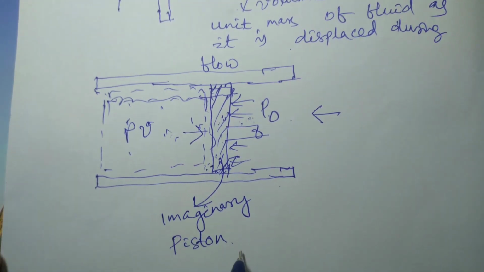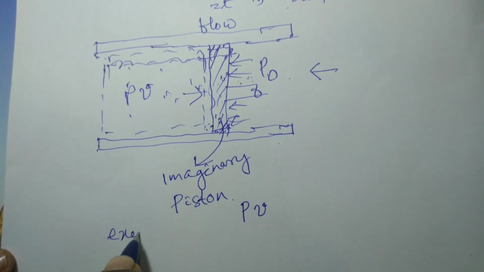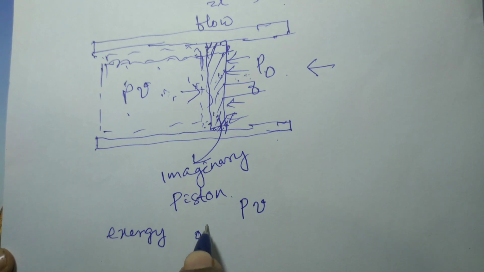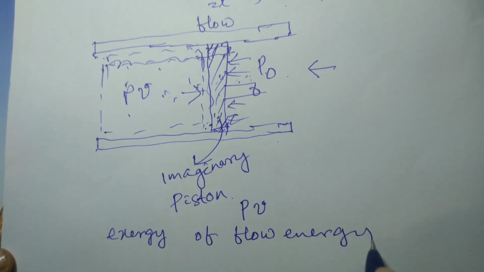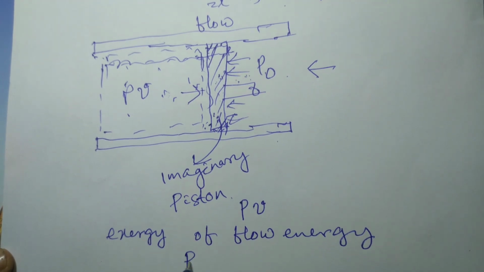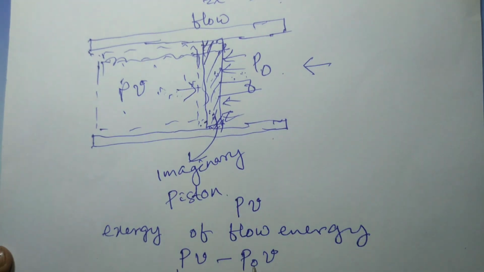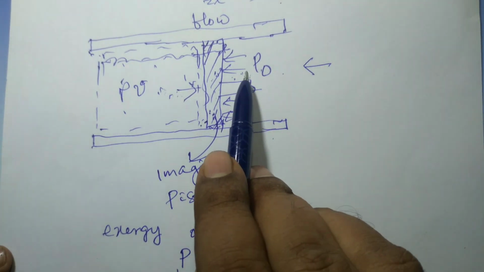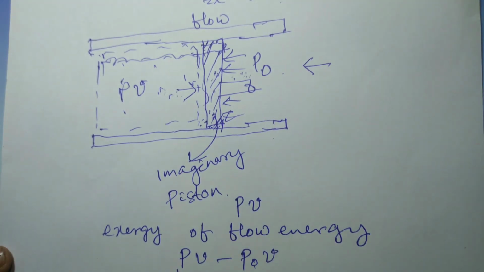So flow energy, which is PV, what is the exergy of this flow energy? Exergy of this flow energy will be PV minus P0V, where P is the pressure exerted by this fluid at the upstream side, and P0 is the pressure exerted by atmosphere, which is actually acting in the opposite direction. Why is this like this?